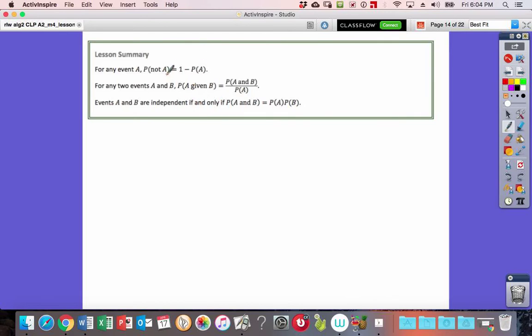Okay, this video has the complement, not A, 1 minus the probability of A. We've used that now in 2 lessons. This one's really nice. For any 2 events, A and B, if you want to do conditional probability, instead of having to do that 2-way table and figuring out, look, here's your formula. If you happen to know the probability of A and B, you can divide it by the probability of A, and it would give you that conditional probability. If A and B are independent, and that's if and only if they're independent, the probability of A and B, you can multiply them together to get the probability.